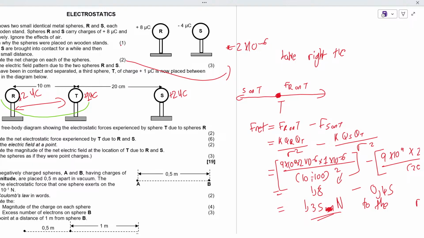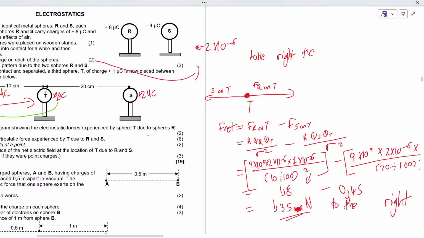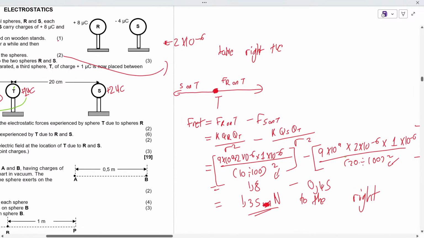That's why we put the distance between sphere R and sphere T, which is 10, and then the charges of R and T. So we are doing just the electrostatic force between those two charges. And then between T and S, we do the same. We check the distance between T and S, put the charges of T and S, substitute, and we get this and this, and this is our final answer. Do you understand now? Yeah, I do.